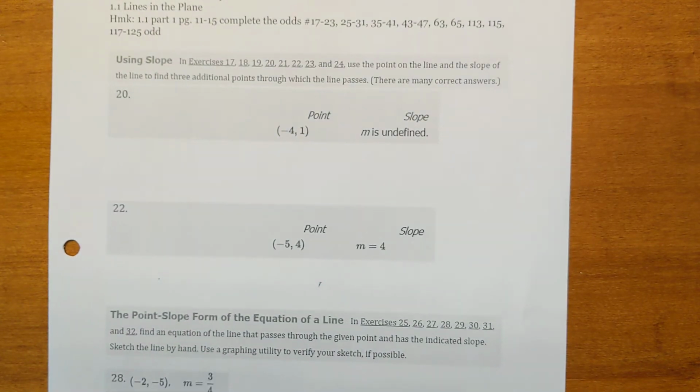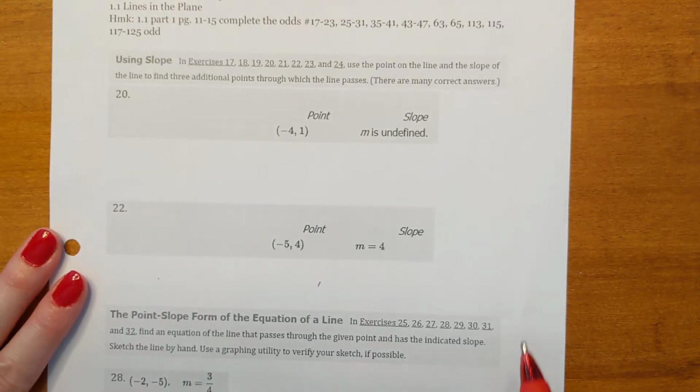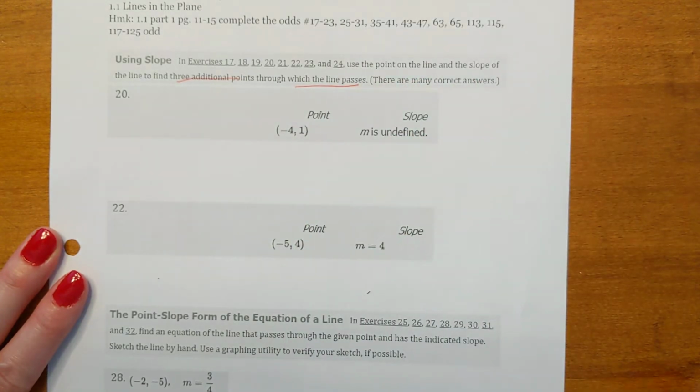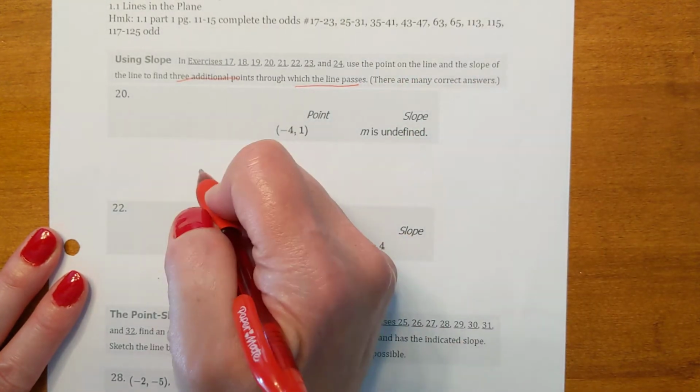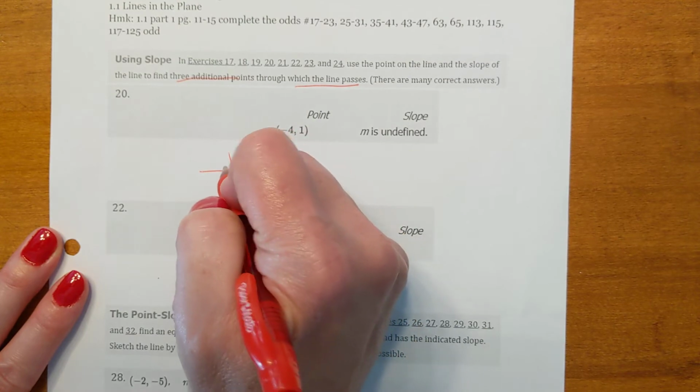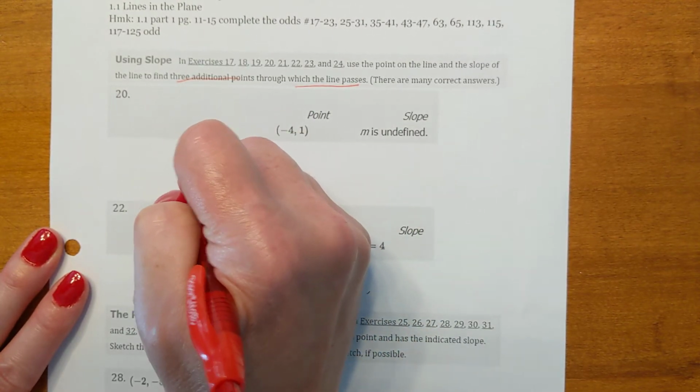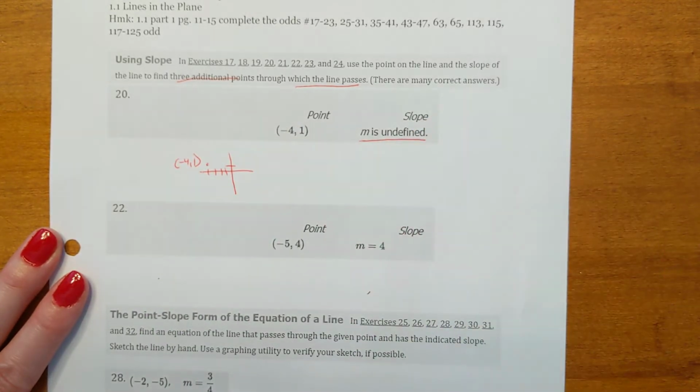Use the point on the line and the slope of the line to find 3 additional points through which the line passes. All right, so you might be thinking, well, I know how to do this. This isn't pre-calculus, but all classes start with review, so this one starts with review too. So it wants us to find 3 additional points that pass through the line. It always helps to draw what they talk about. Here they said we have a point -4, 1. So there's -4, 1.